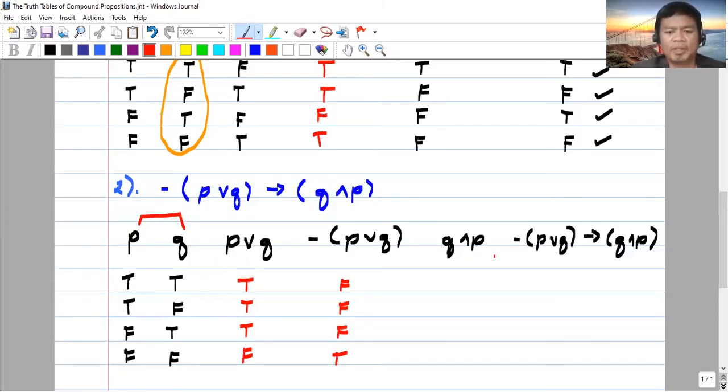Q and P is true only when both propositions Q and P have the same truth value of true. So in the first one, Q and P is true when they have the same truth values. So we have true here. F and T is false. The rest are already false.